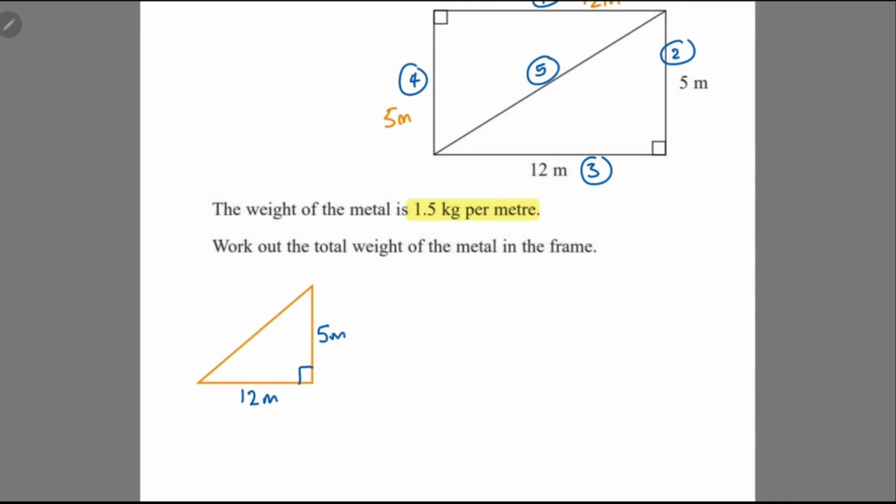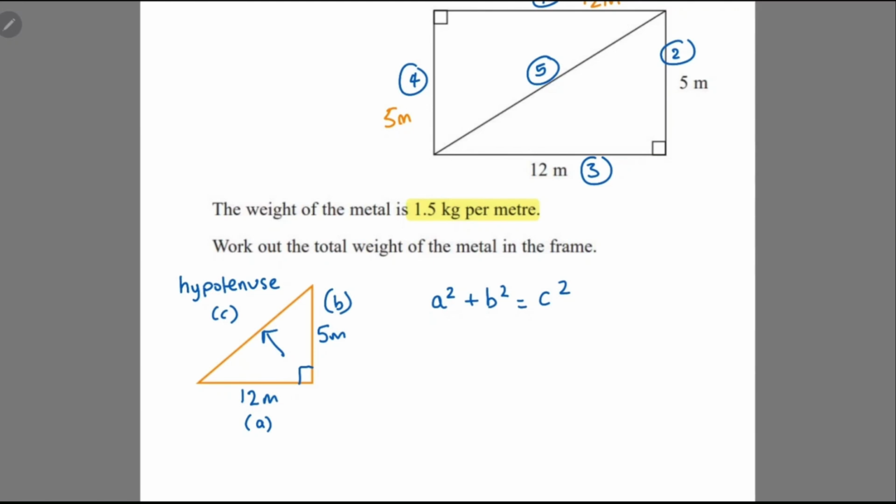The way you've probably learnt Pythagoras is a squared plus b squared equals c squared. a is one of the shorter sides, b is also one of the shorter sides, and then the hypotenuse. The hypotenuse is the longest side and is the side opposite your 90 degrees. So this is your hypotenuse, and it's usually labeled as c.